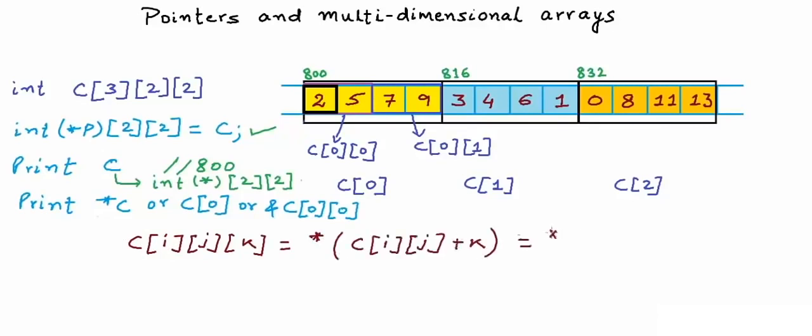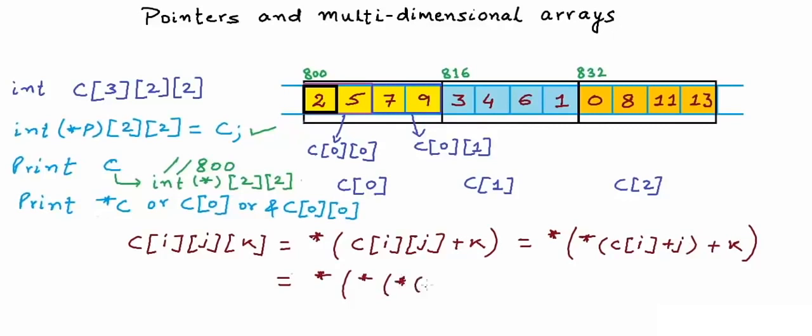And now once again we can write Cij as asterisk of Ci plus J, and the overall expression will look something like this. And we can go ahead and write Ci as asterisk of C plus I. If you are able to understand how I have derived these expressions, if you are able to understand all the pointer arithmetic and dereferencing in these expressions, then you are good working with multidimensional arrays using pointers.